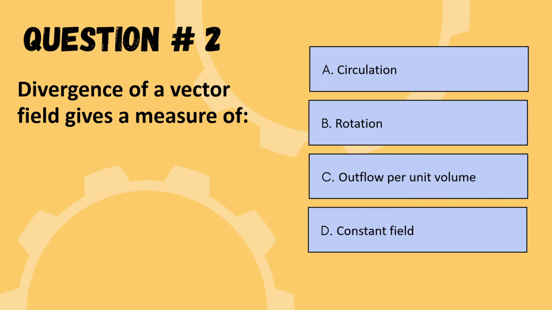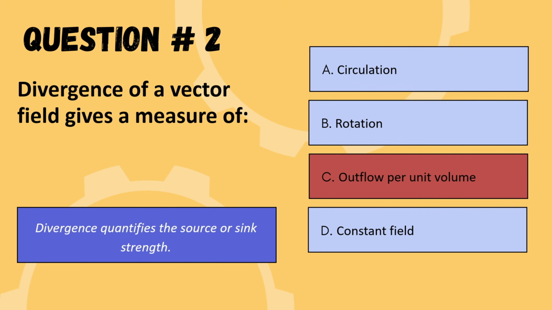Next question is, divergence of a vector field gives a measure of, options are circulation, rotation, outflow per unit volume or constant field. So the correct option is option C, outflow per unit volume. So we are moving to the next question.